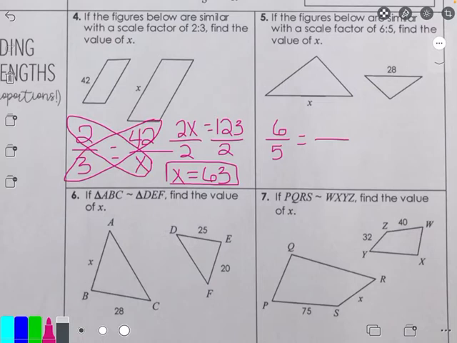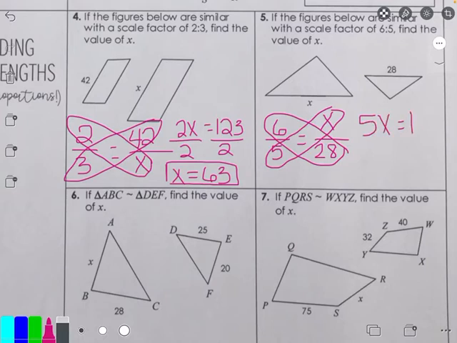Notice on this scale factor, 6 is bigger than 5, so the big ones are going to go on top. In these two pictures, which triangle is obviously bigger? Well, the one with the x. So x will go on top, and since 28 is smaller, it's going to go on the bottom. Again, we cross multiply, right? So we get 5x is equal to 168. Divide both sides by 5. X will get us 33.6.